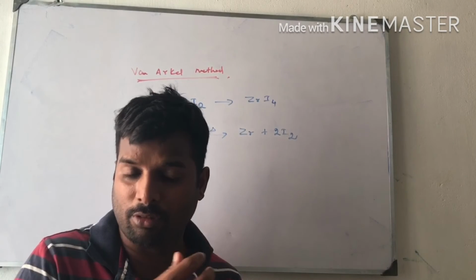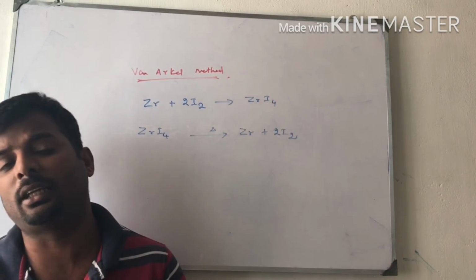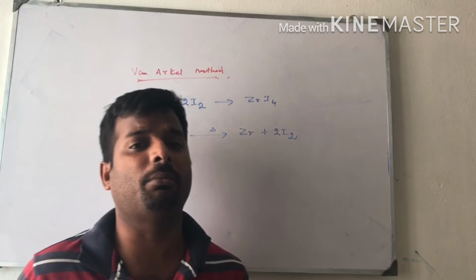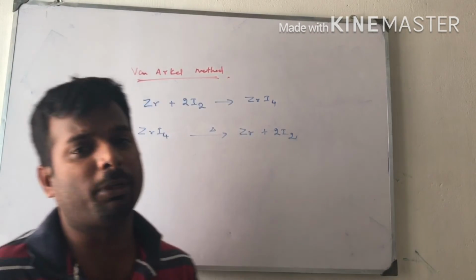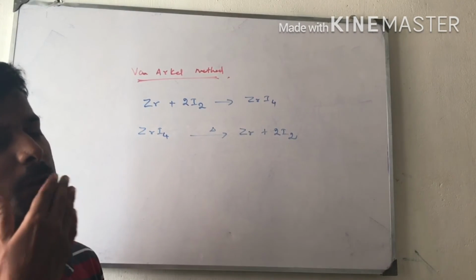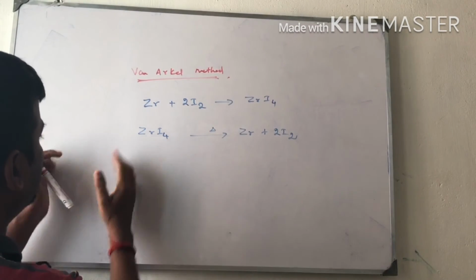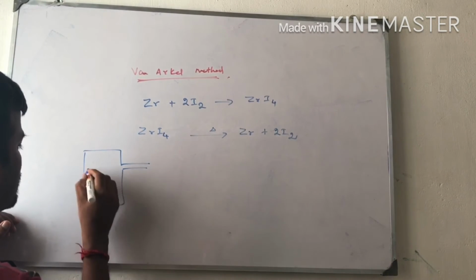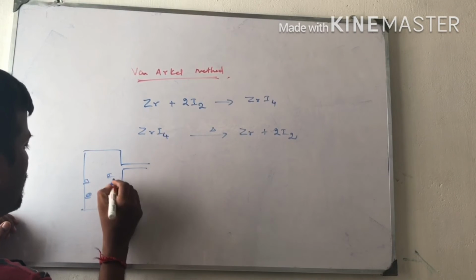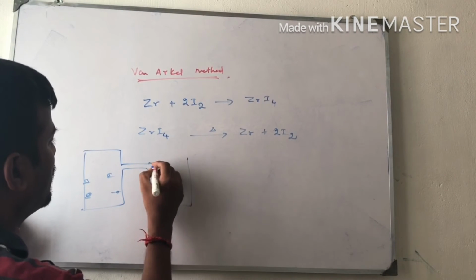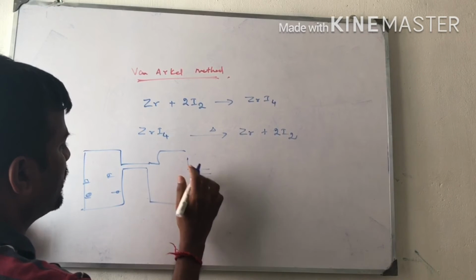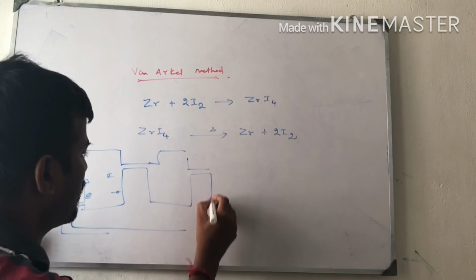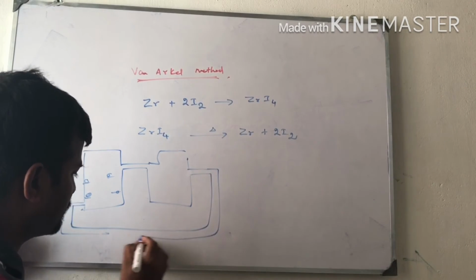In this method, you have to remove the volatile gases like nitrogen and oxygen, the impurities present in the metal. That can be removed by the Van Arkel process. This method is also similar to your Mond process. One container contains impurities, here also one container containing impurities. Impure, then it is passed to another container. In that container, this is also similar to your Mond process.